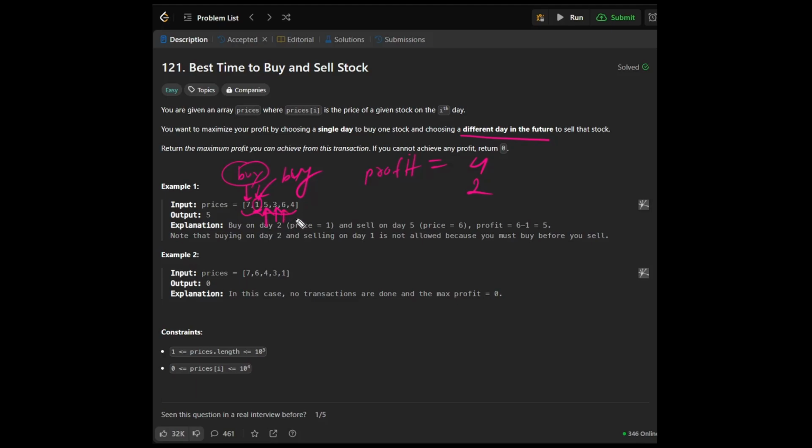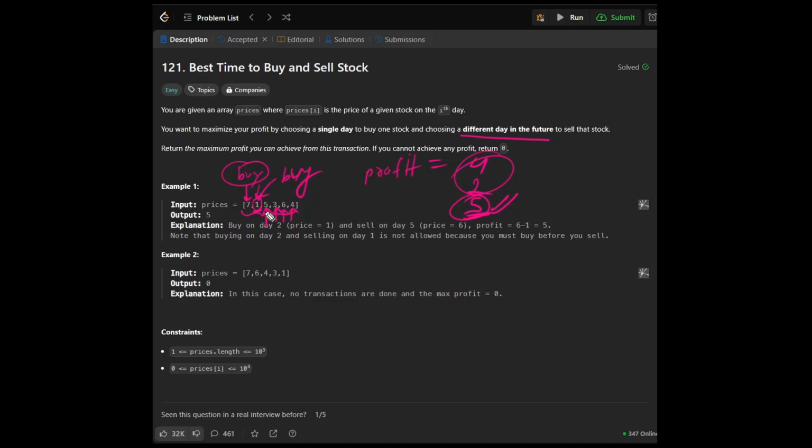Let's go to 6. At 6, do I want to buy at 6? No, I already bought at 1 and a very good deal. So let's calculate the profit. That is 5. Do I want to accept 5? Yes, it's better than the last 2. I want to accept 5. Let's go to the next. 4. Do I want to buy at 4? Again, no. What would be the profit? 3. I don't accept it. I already have a profit of 5.